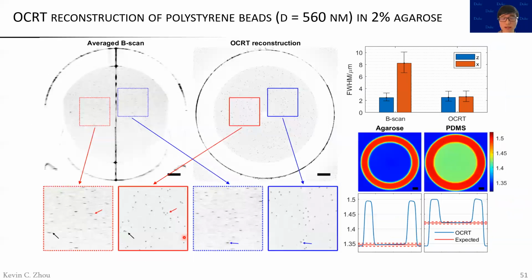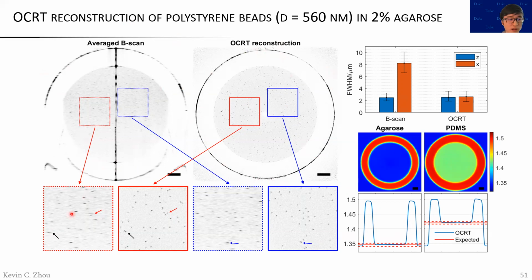So first, we did some quantitative validation experiments to show that OCRT can indeed obtain resolution enhancement and quantitative refractive index estimation. To do this, we embedded a phantom sample consisting of sub-resolution polystyrene beads in 2% agarose, which has a similar refractive index to that of water. This figure compares conventional OCT on the left and OCRT on the right.